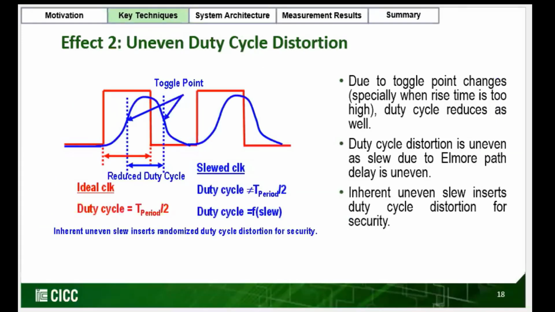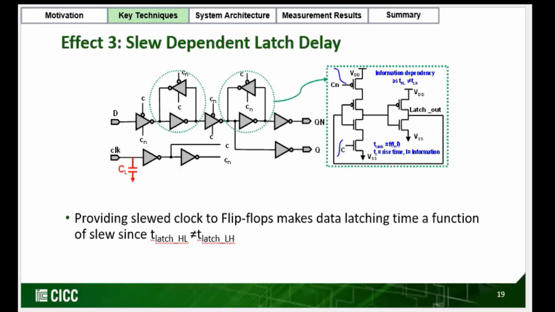Now, as we are providing slewed clock, toggle point changes and duty cycle gets distorted from 50%. Also, as this slew reaches different clock at slightly different time, it creates uneven duty cycle distortion, which helps against side channel attack. Now, slew-dependent latch delay creates unevenness as well. We see different slew at point C and point Cn.